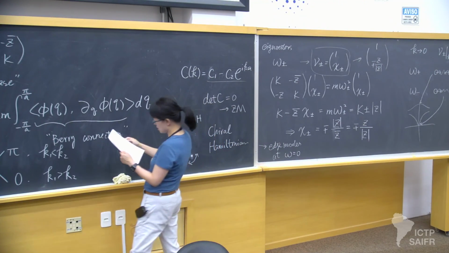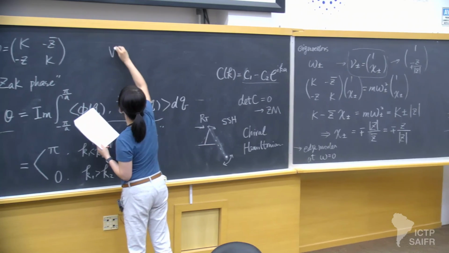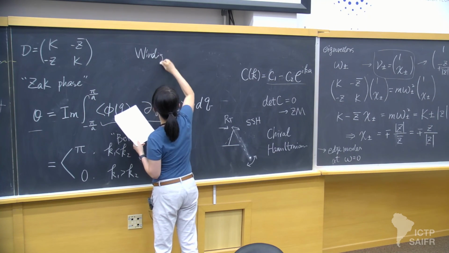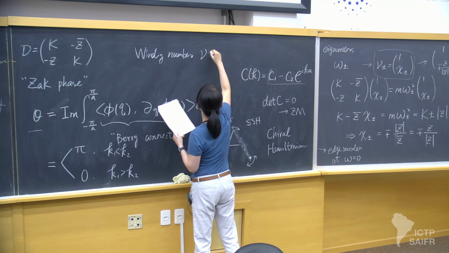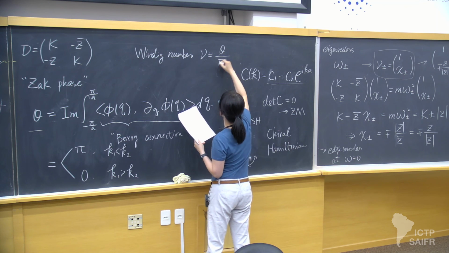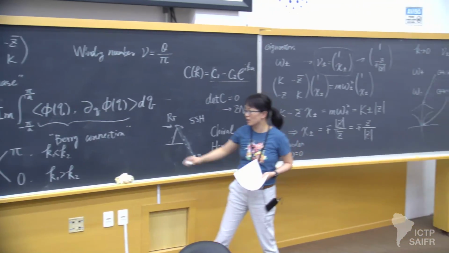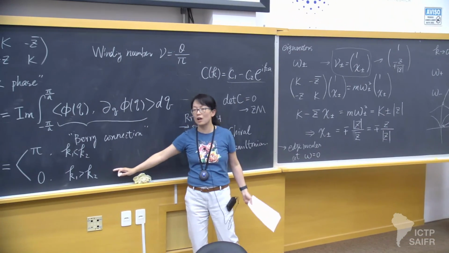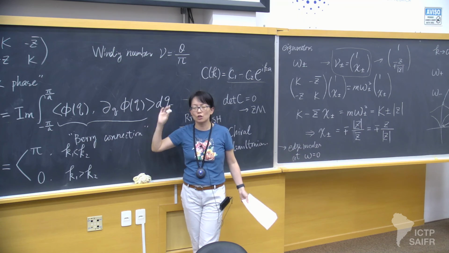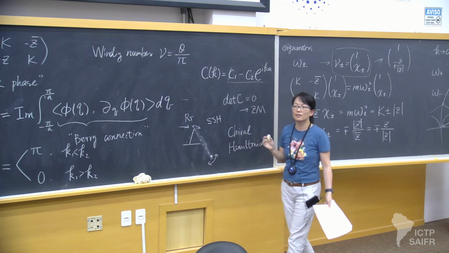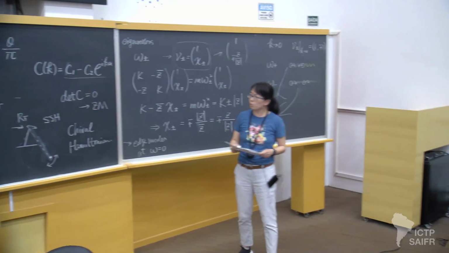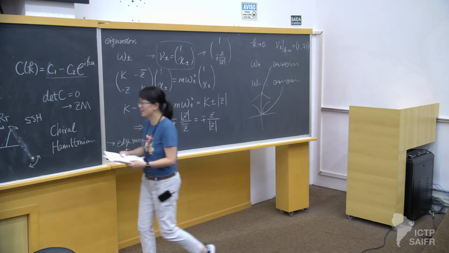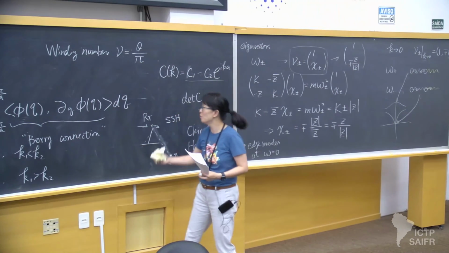And then the winding number for this problem is the Zak phase divided by pi. So we say here you have winding number 1, here you have winding number 0. And those are the two distinct topological phases of this 1D chain. And then what is the consequence? It has to give you something on the boundary.